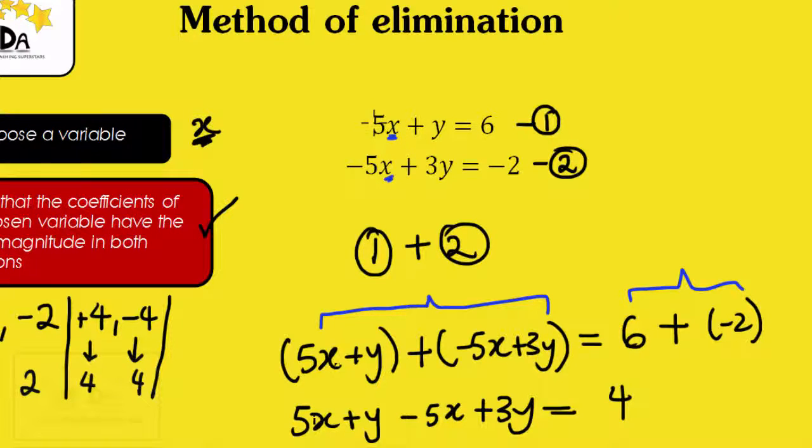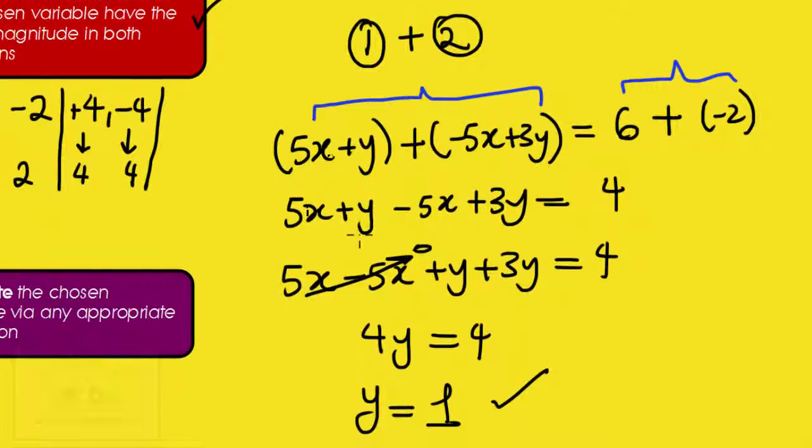If you add equation 1 to equation 2, you'll be adding 5x to minus 5x. So think of adding 5x to minus 5x. 5x plus minus 5x is the same thing as 5x minus 5x, which means you get 0. So you get rid of the 5x. y plus 3y is 4y. So y remains, and 6 plus minus 2 is 4. So that's all we've done here.